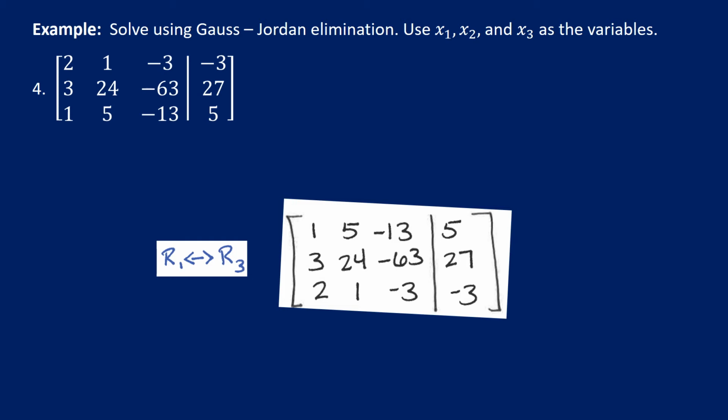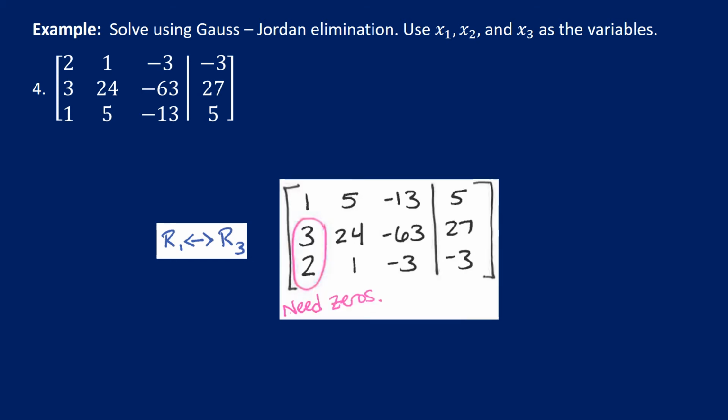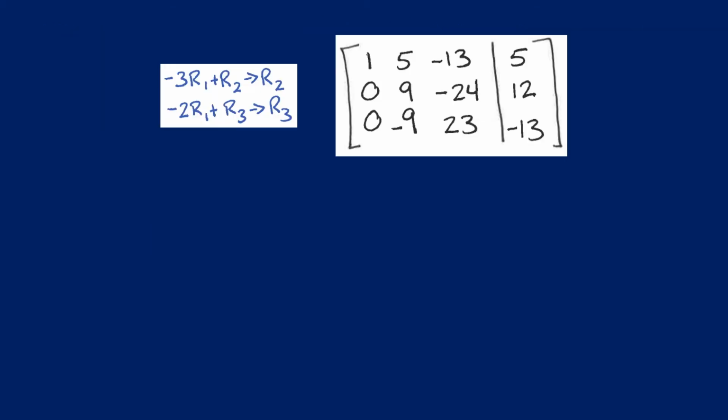So we now have that the leftmost number in row 1 is a 1, leftmost non-zero number, I should say. So we need to get zeros below. So we're going to change the 3 and 2 to zeros by multiplying the 1 by negative 3 and negative 2 respectively. So negative 3 row 1 plus row 2 gives us a new row 2 of 0, 9, negative 24, 12. Negative 2 row 1 plus row 3 gives us a new row 3 of 0, negative 9, 23, negative 13.